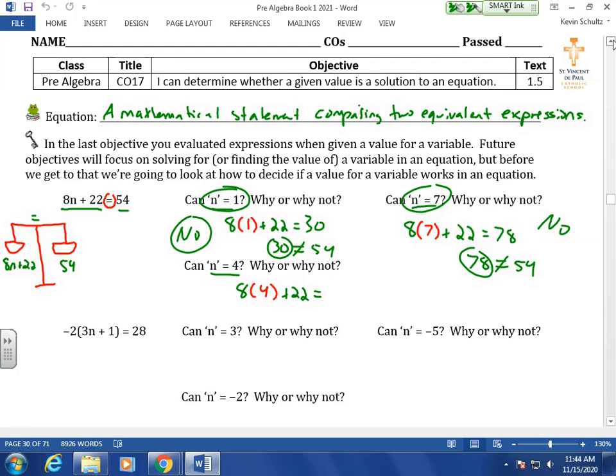So 8 times 4 is 32. 32 plus 22. Ding, ding, ding, ding, ding. 54 is equal to 54. So yes, 4 is the value for n. And we've shown it. We've proven it. Okay. All right. Moving on to the next one.